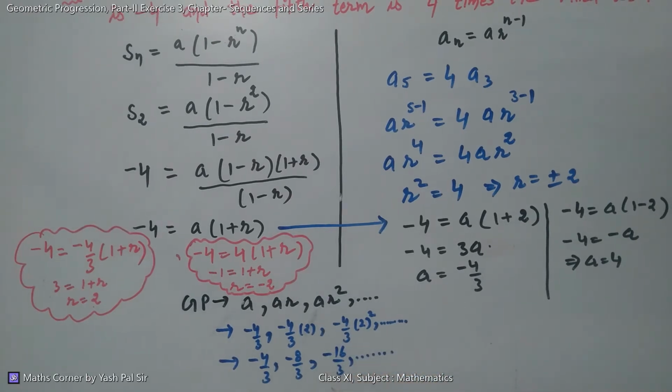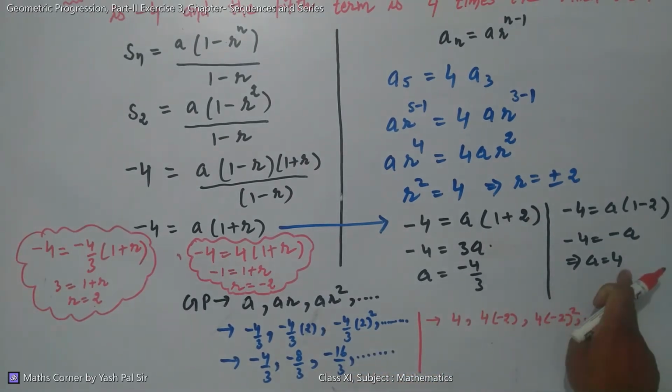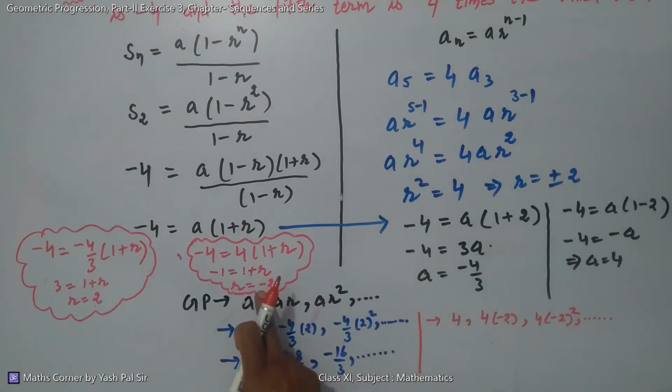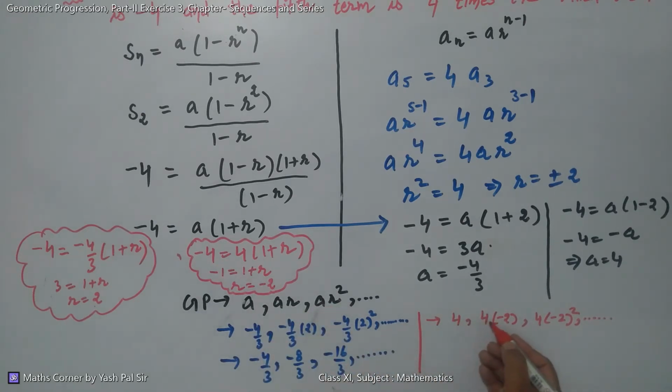Similarly, taking a equal to 4, r equal to minus 2, substituting this in the formula, we have 4, 4 into minus 2, 4 into minus 2 square, which becomes 4, minus 8, plus 16 and so on. So these are two GPs which fulfill the given condition.